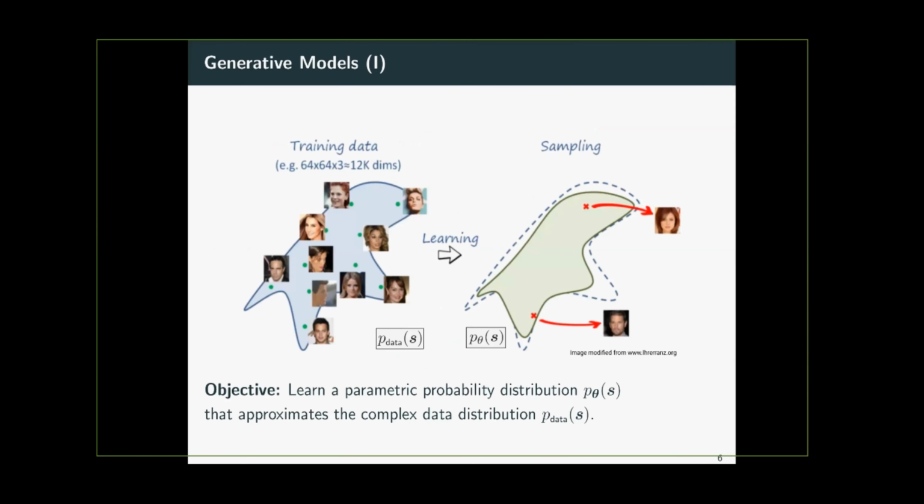So the objective of generative models is to learn a complex data distribution, with a parametric probability distribution, P of theta, that approximates it. So you have on the left, let's say, the distribution of the training data, which is P data. And when you do learning, you actually estimate the theta that makes P theta as close as possible to P data. Of course, it's not going to be exactly P data, but the advantage is that one should be able to sample from P theta, which is not the case from P data.